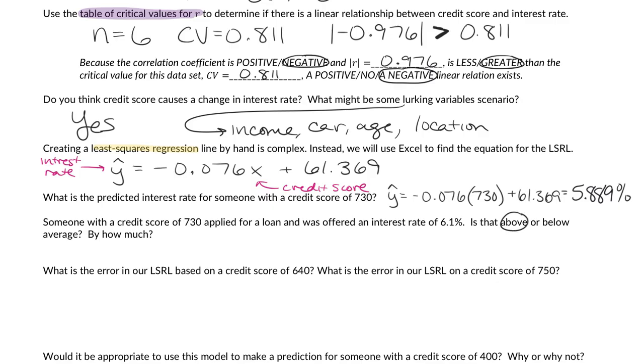And so what we're going to do is simply subtract those two numbers. So we're going to do 6.1 minus 5.889. You can do this in a calculator or in Excel, but it's a simple subtraction problem. I'm going to assume we can do that. This is 0.211%. So it's an above average value, because average is my trend line, my line of best fit for the data.